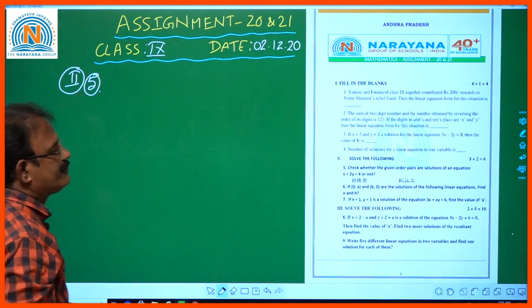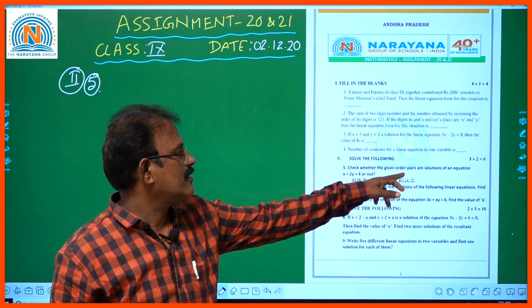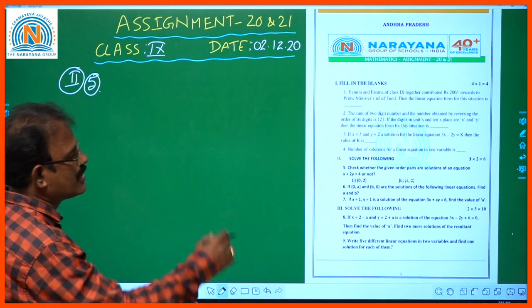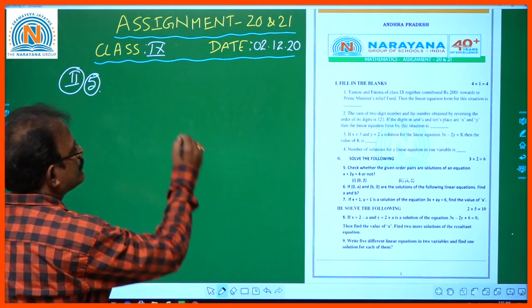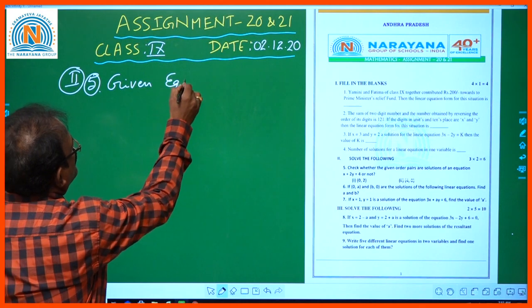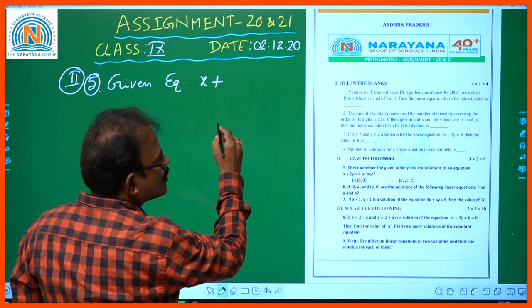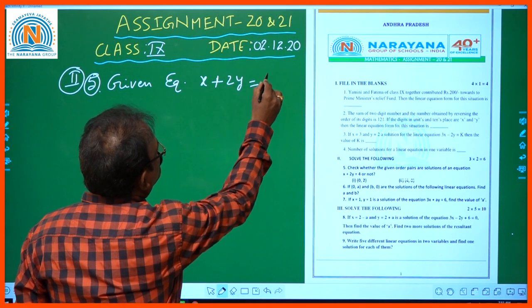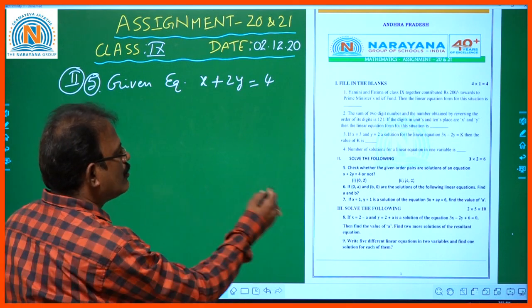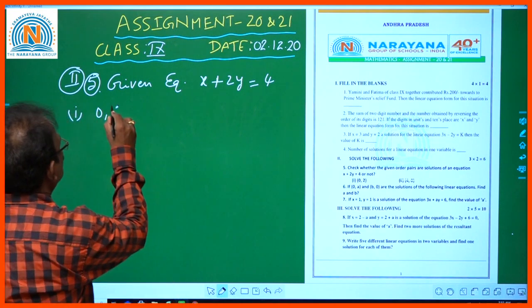Second Roman, question number 5. Check whether the given ordered pairs are solutions of the equation x plus 2y is equal to 4 or not. This is the given equation, x plus 2y is equal to 4. Okay, so first ordered pair, 0, 2.